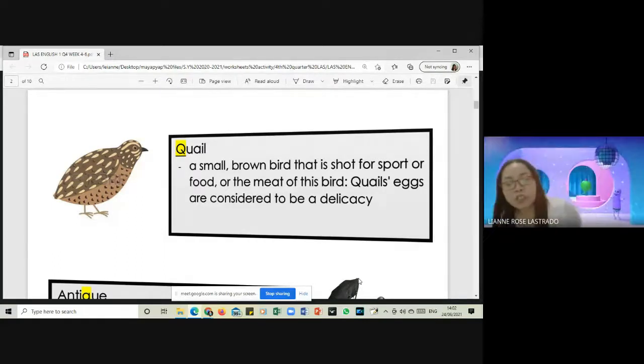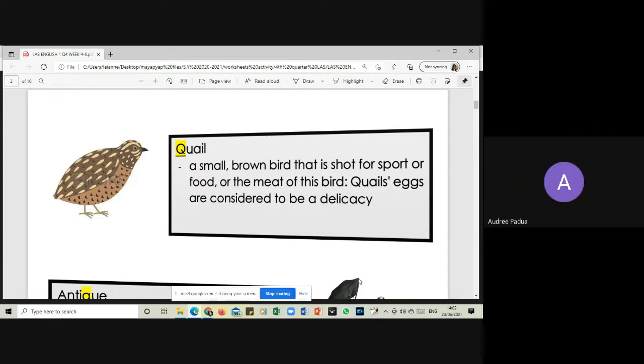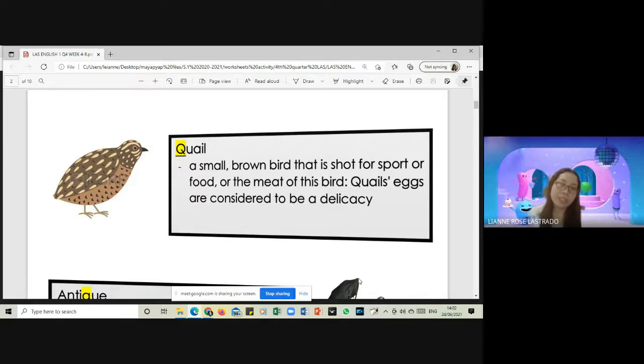Okay, thank you so much, Red. So quail is a small brown bird. It is shot for sport or food. The meat and egg of this kind of bird is eaten by us, human beings. If you are fond of eating that small egg, that is the quail's egg. It is delicious and nutritious at the same time.